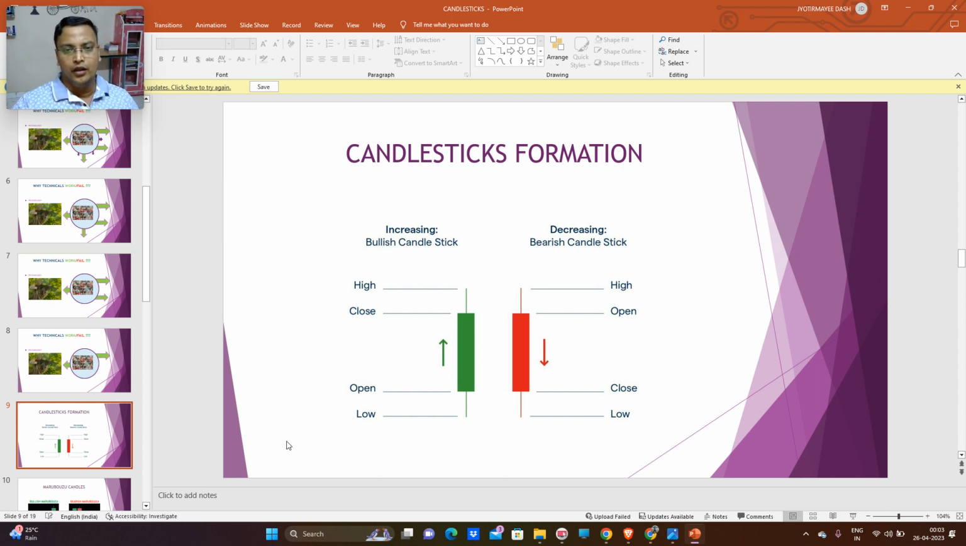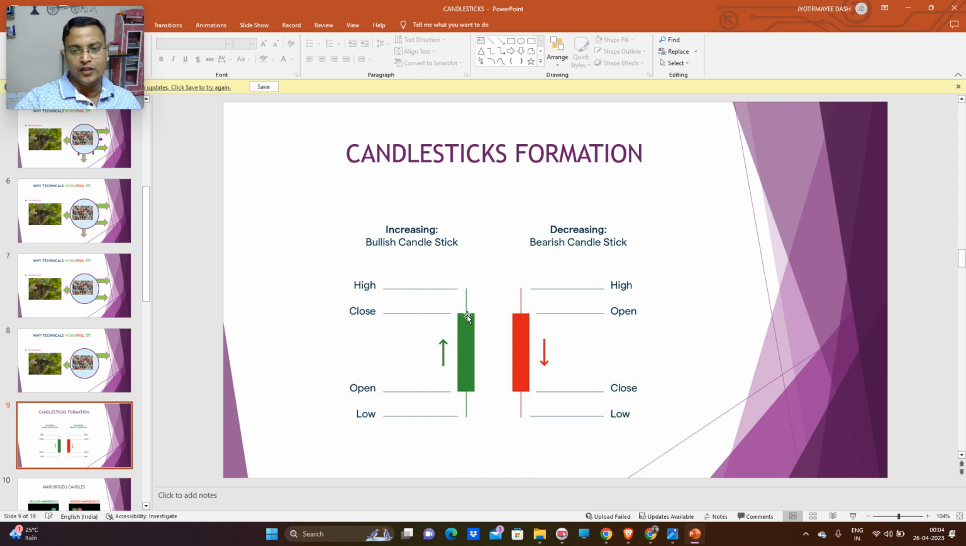Now, as I discussed in the previous videos, the first and second videos, the green candlestick symbolizes that the price is going up. You see the upward arrow. And the red candlestick brings the prices down. You see the downward arrow. So this is increasing, this is a bullish candle. This is a bearish candle. A bullish candle means it takes the price up.